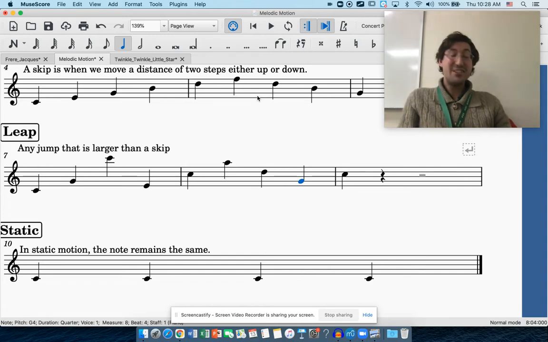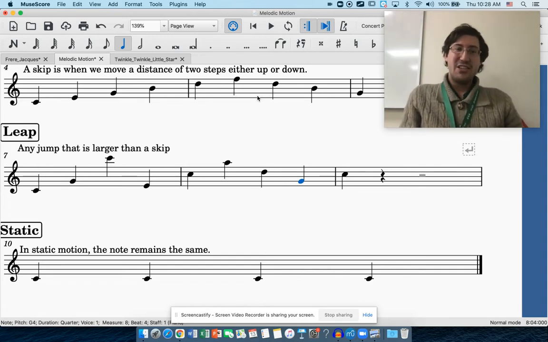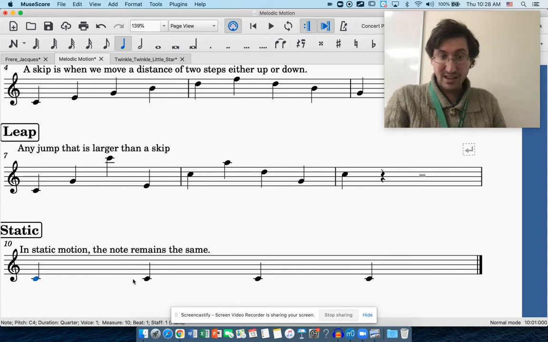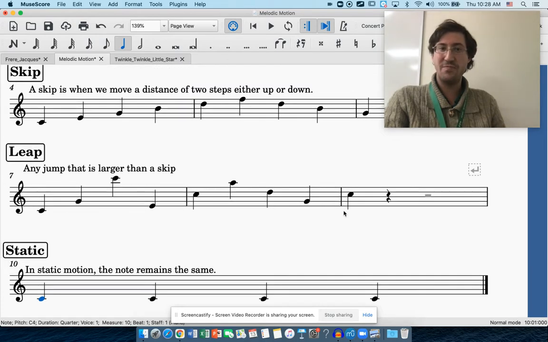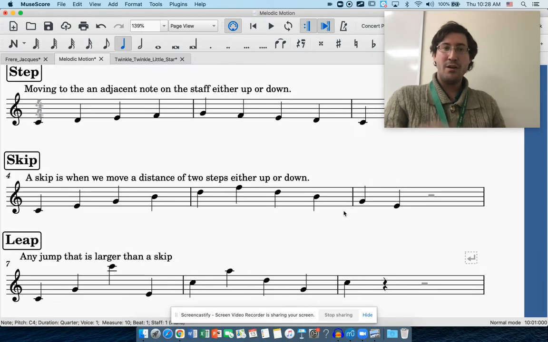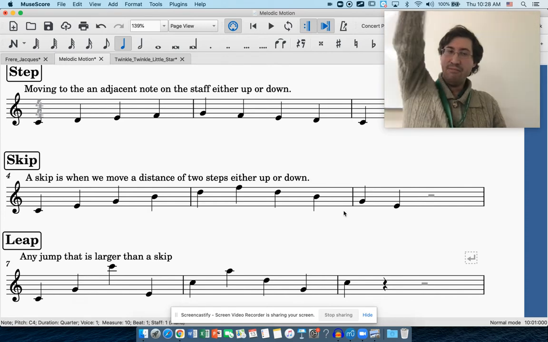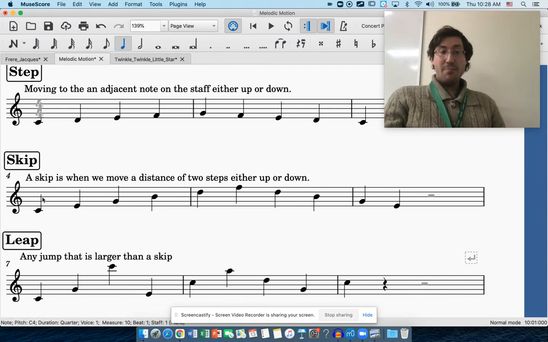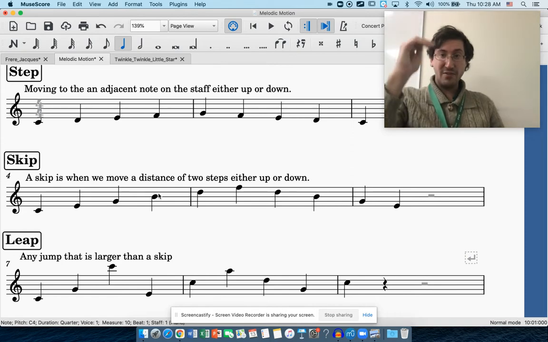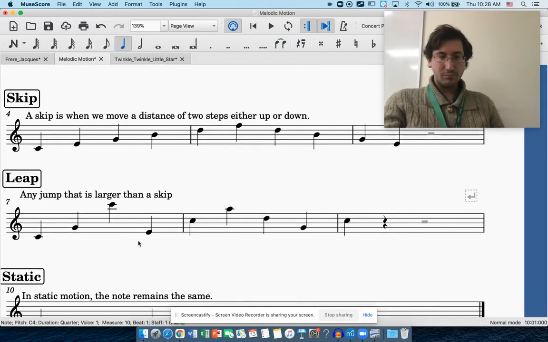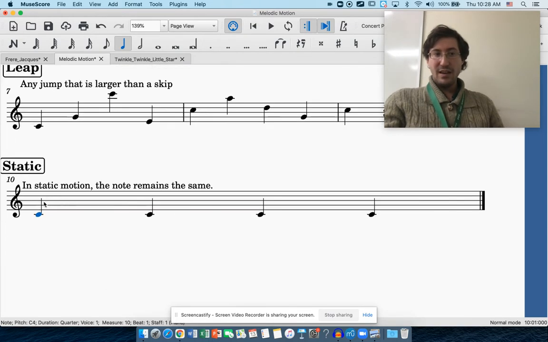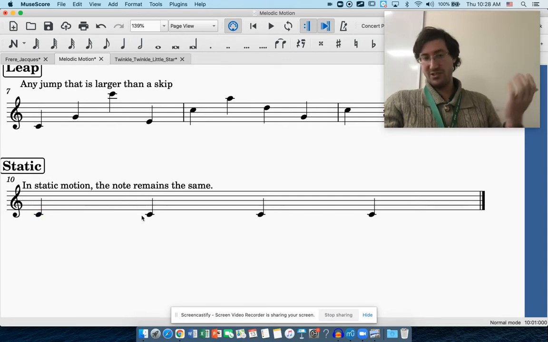Our final type of motion is, well, the absence of motion. So in a static motion, the note's not going to change. So here I just stayed on C. That would be what we call static motion. So again, we have a step, which is going up each note, not skipping over anything, or down. A skip is when we jump over one of those notes. Again, the distance of two steps, we're leaving out one in the middle there. A leap would be anything bigger than our skip. And then this here, static motion, is the lack thereof.